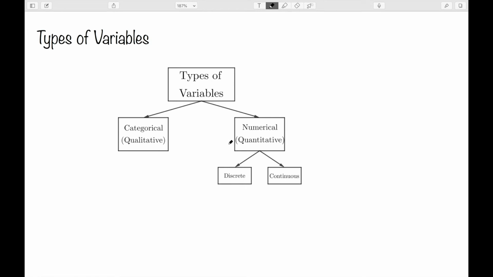Hello everyone. In this video, I want to look at different types of variables and classifying them as categorical or numerical, and then further as discrete and continuous.